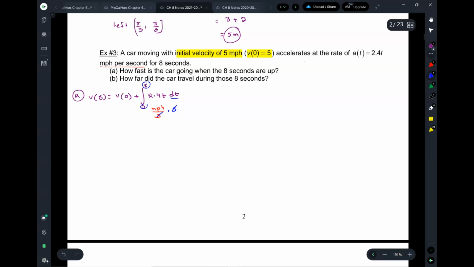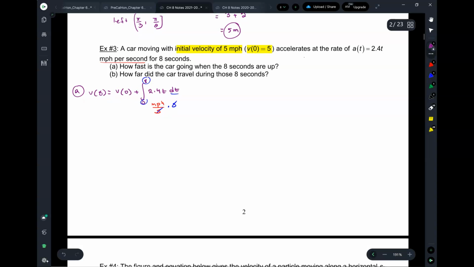Okay, now, v of 8 is equal to the initial velocity, 5, plus this one, 76.8. So v of 8 is equal to 81.8 miles per hour. I prefer that notation to the other notation.